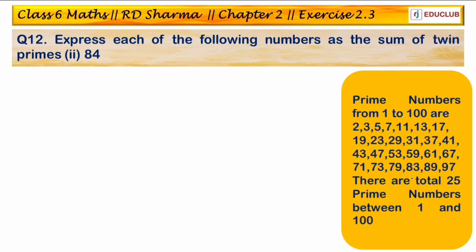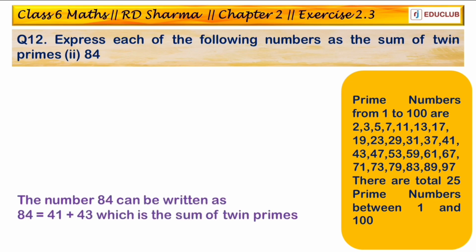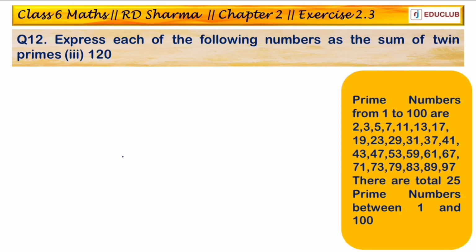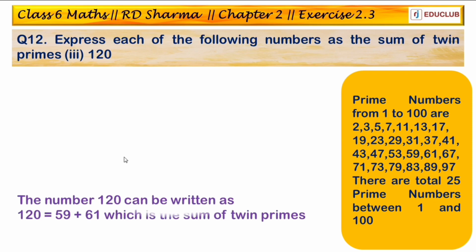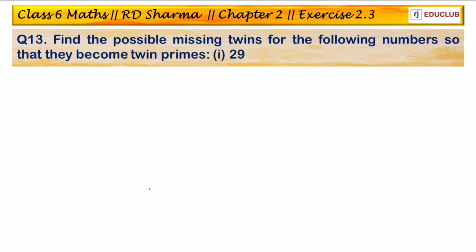84, let us see. 84 we can write as 41 plus 43. Twin primes we have to check, no? So consecutive numbers we have to check. This is sum of twin primes. Now 120 can be written as 59 plus 61. Twin primes, 60 is the composite number in between, so 120 can be written as 59 plus 61.